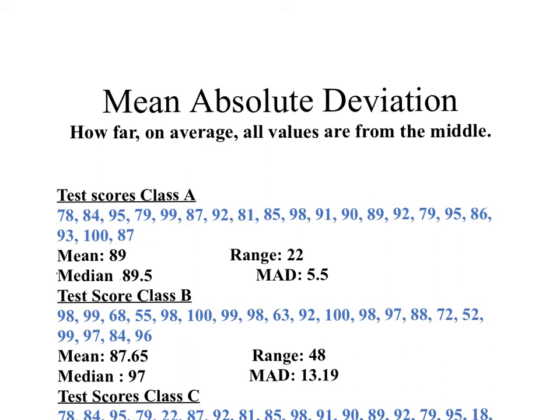Today we're going to calculate mean absolute deviation, or sometimes you'll just see it on a worksheet as just MAD. And the mean absolute deviation is how far, on average, all the values in a data set are from the middle, or from the mean. Before we figure out how to actually do it, let's take a look at why we would need to calculate the mean absolute deviation.